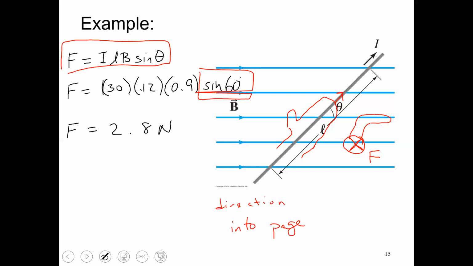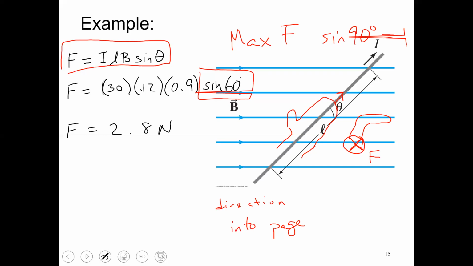Now we can see that this force is going to be maximized when the sine is maximized. So the force is going to be maximized when we are at right angles. So we're going to see the max magnitude of the force when the angle is 90 degrees, when the sine equals 1.